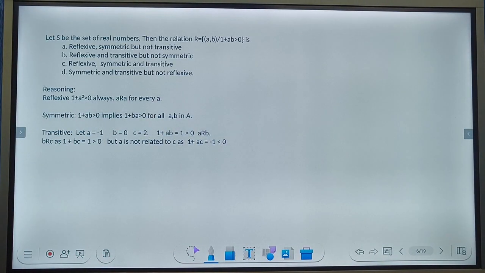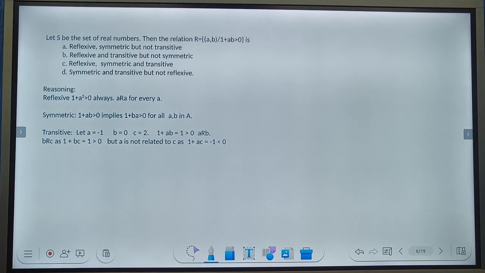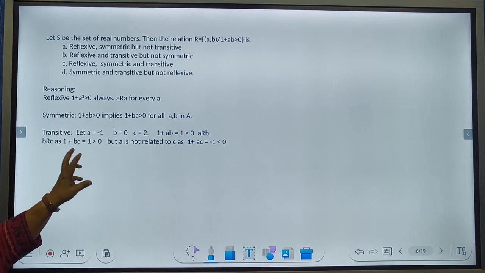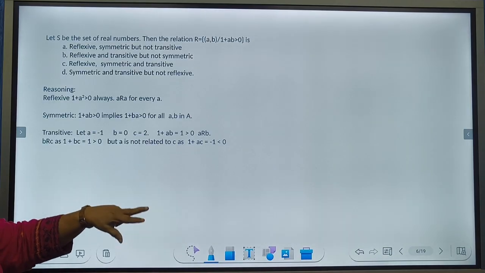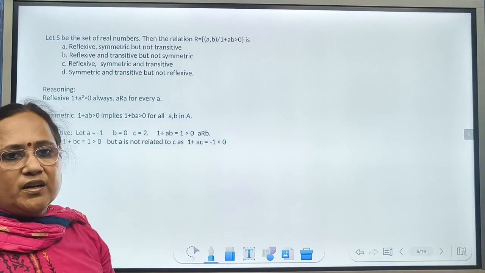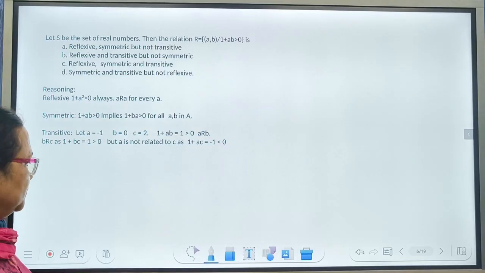Let S be the set of, this is a multiple choice question. Let S be the set of all real numbers. Then the relation R equal to set of all A comma B such that 1 plus AB greater than 0. Then several combinations are given. Is it reflexive, symmetric, not transitive, reflexive and transitive but not symmetric? 4 options are given. We will analyze the given problem and check which of the options is correct.